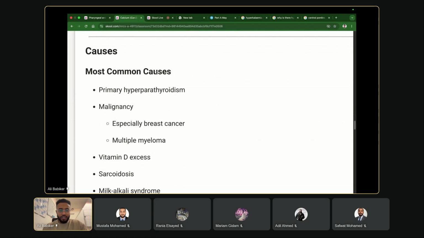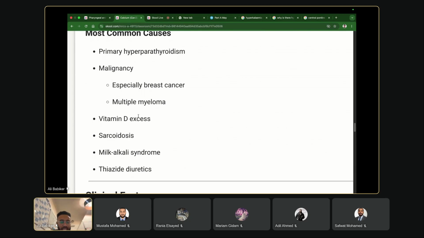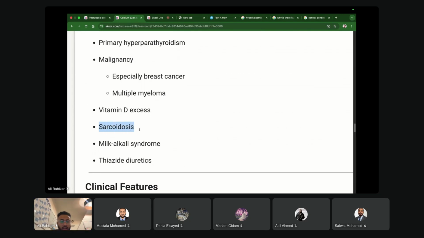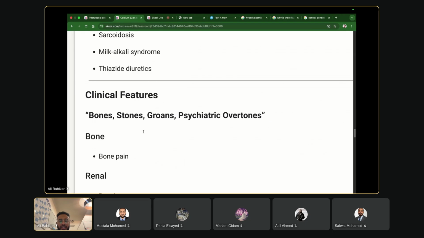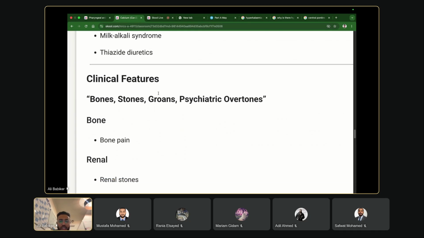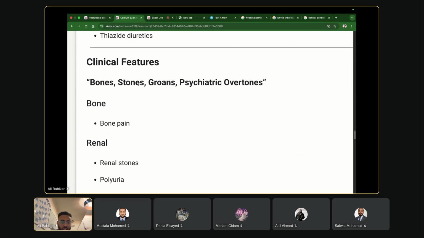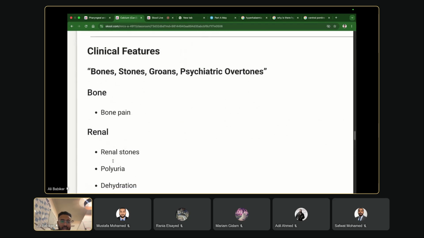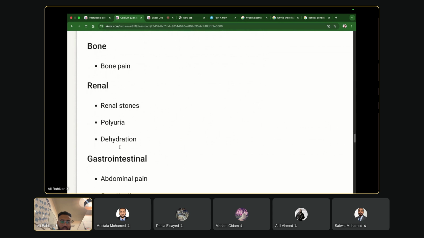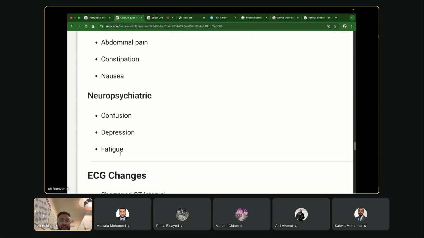Okay. Most common causes are primary hyperparathyroidism, malignancy, especially breast cancer, multiple myeloma, vitamin D excess, sarcoidosis, milk alkali syndrome, and thiazide diuretics. Sarcoidosis produces an enzyme that will activate vitamin D. Clinical features of hypercalcemia: bones, stones, groans, psychiatric overtones. Bones mean there will be bone pain. Stones mean there will be renal stones and polyuria and dehydration. Groans mean belly pain, gastrointestinal abdominal pain, constipation and nausea. Psychiatric overtones mean confusion, depression, and fatigue.